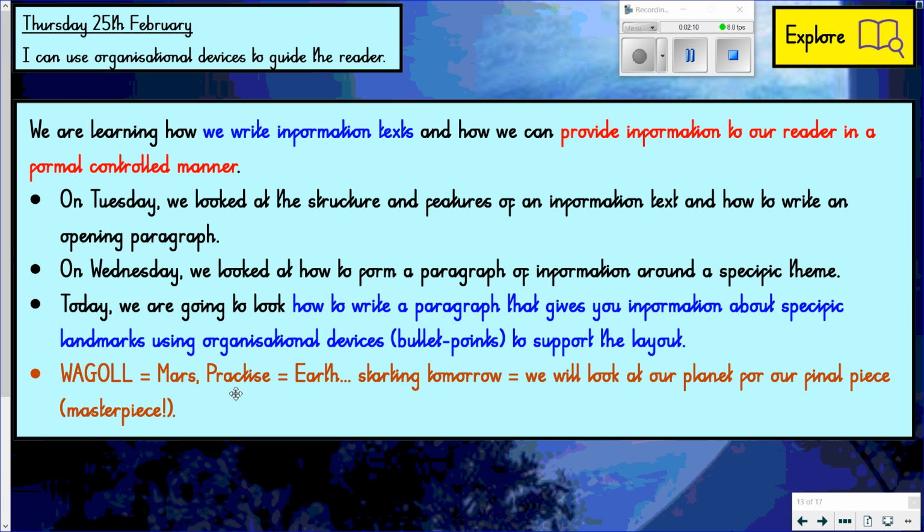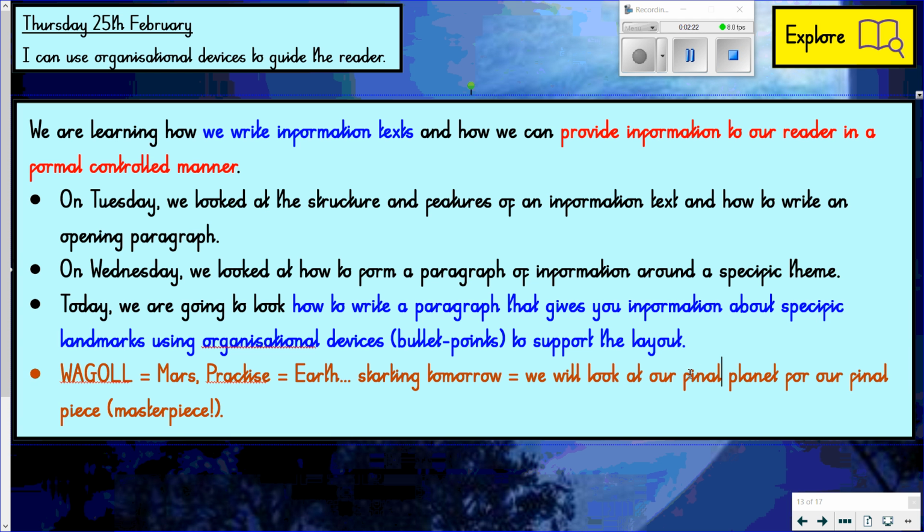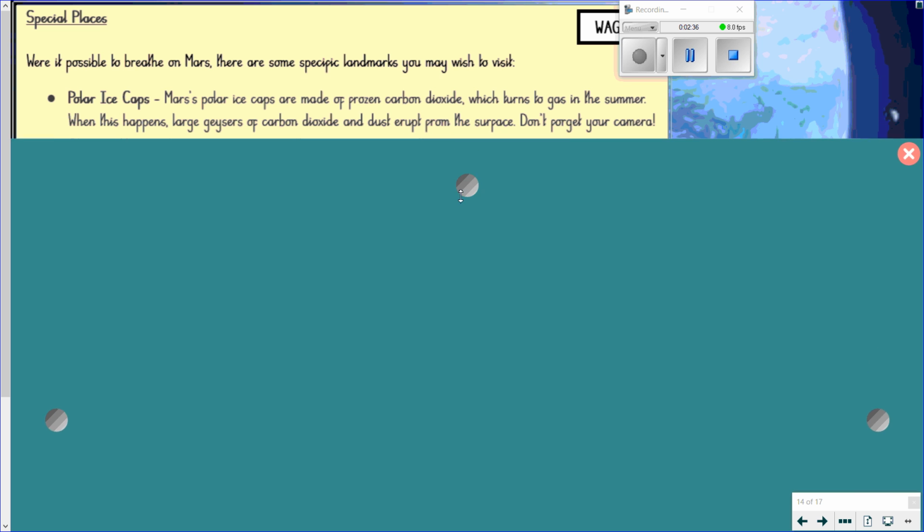Just to recap, our Waggle we've been using all the way through. This is Mars. We've then been practising our skills to do with information text using Earth. Tomorrow, after this final lesson, we're going to start on our final planet for our final piece, because we're looking at fictional planets from a movie, and we're going to do our final piece from Friday all the way through into next week, and we'll publish it as an amazing piece. So this is our final lesson, learning the skills of how to write an information text. Right, let's have a look at my Waggle.